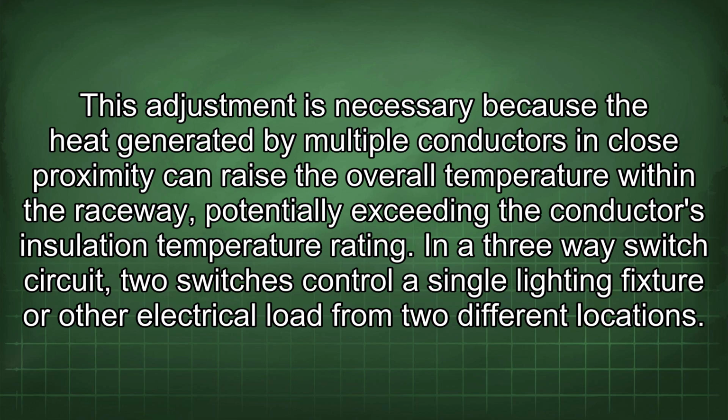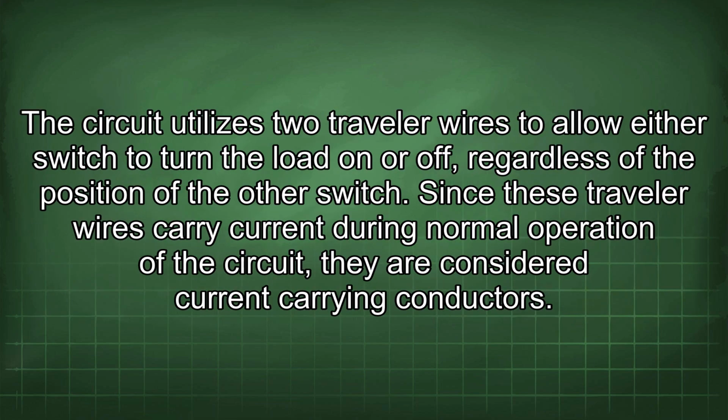In a three-way switch circuit, two switches control a single lighting fixture or other electrical load from two different locations. The circuit utilizes two traveler wires to allow either switch to turn the load on or off, regardless of the position of the other switch. Since these traveler wires carry current during normal operation of the circuit, they are considered current-carrying conductors.